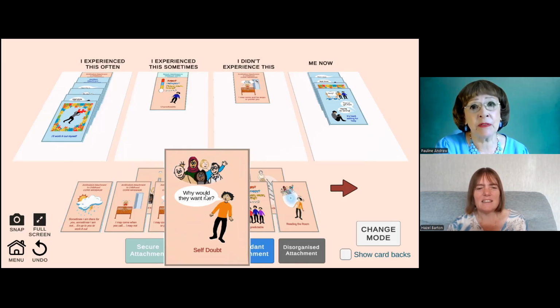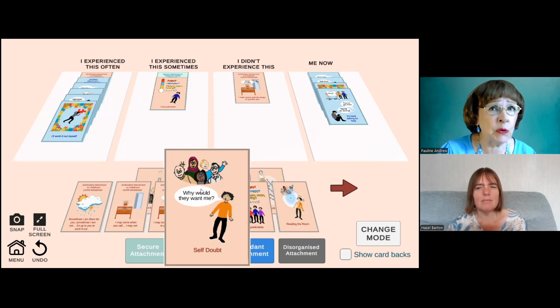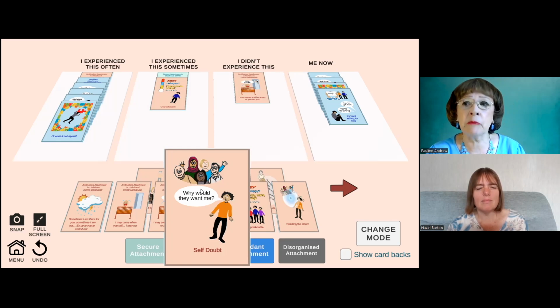The behavior of the ambivalent person is: why would they want me? This self doubt. Can I belong to it? All those questions can come up. When we looked at the avoidant one, it was: why would I want them? So you've got a bit of a contrast here, but we can have both. It's just which is the dominant feeling. What would you say to that, Hazel?